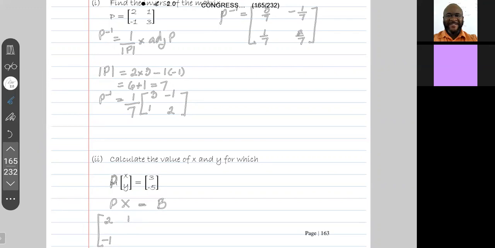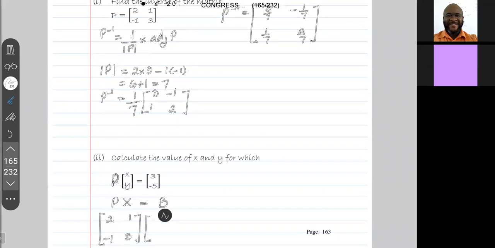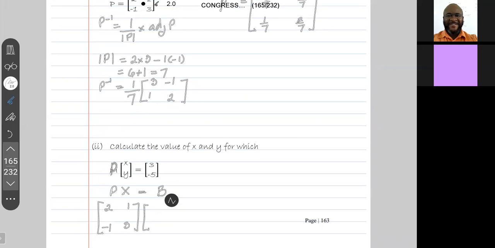2, 1, minus 1, 3. This is P times the matrix X, which is the column matrix with elements X, Y. And this is equal to B, the column matrix with elements 3, minus 5. So right now you're being asked to solve a matrix equation of the form PX is equal to B.